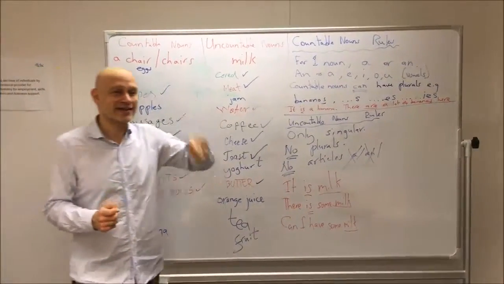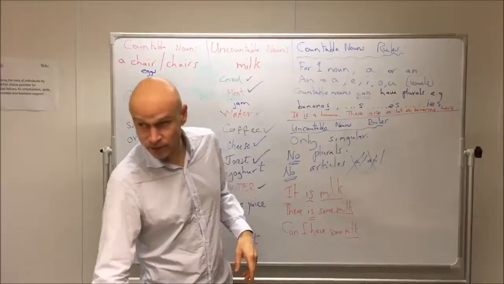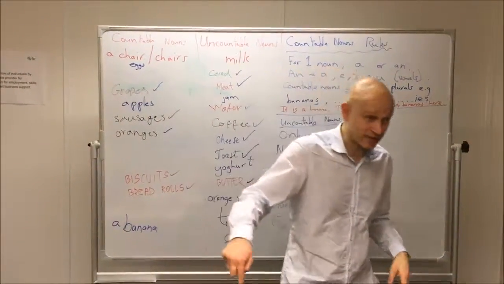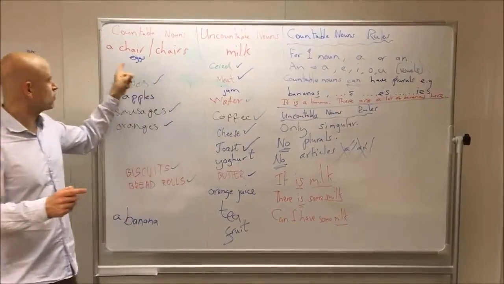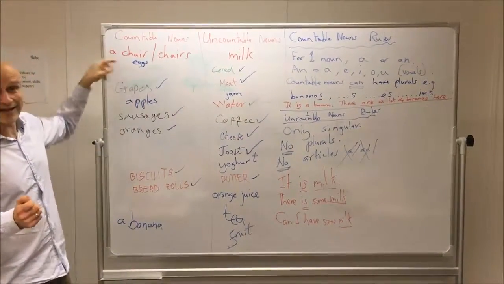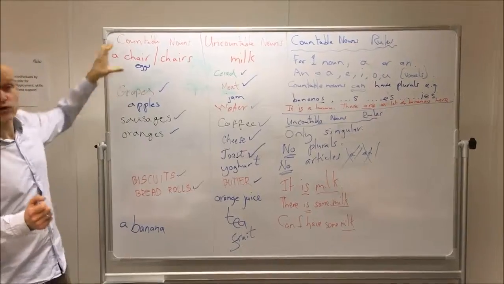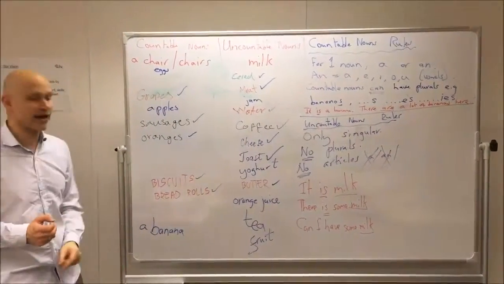Countable nouns, you can count them. This is a table, this is one table, two tables, three tables. You can count them, you can make them plural. A chair, chairs, an egg, eggs, a grape, grapes. You can do it with any countable nouns.